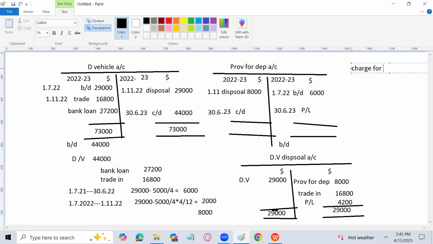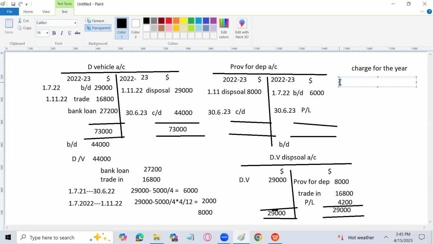CHARG for the year. इसके steps होते हैं. If somebody doesn't know about the steps, he should start remembering that and start memorizing that. First step क्या है जी? Calculate depreciation on the newly purchased. जो नया खरीदा है उस पे निकालेंगे.